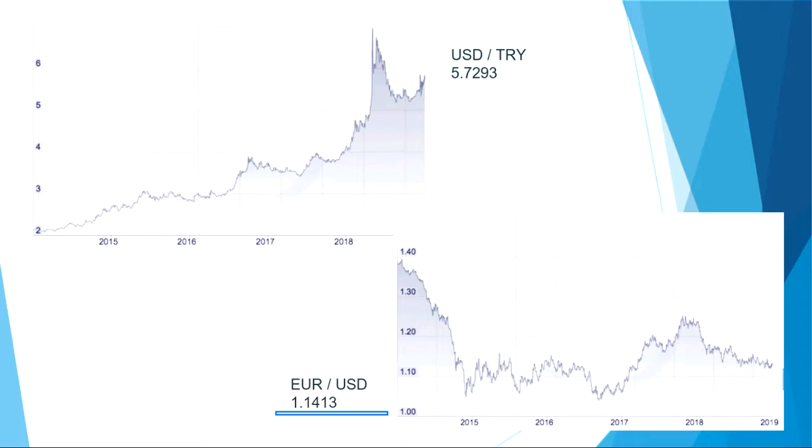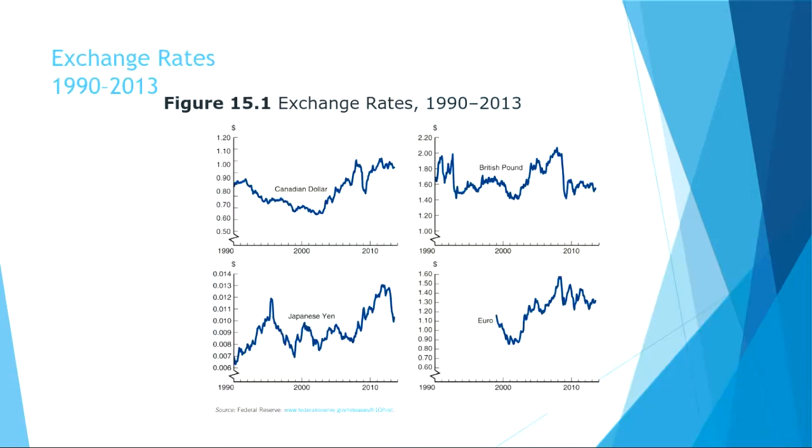And here are the other currencies. You see the Canadian dollar, British pound, Japanese yen, and euro. Of course, all are against US dollar. As you have seen, euro started in 1999. Before 1999, there wasn't any currency called euro. Since then, for the last 20, 21 years, we have euro as well.